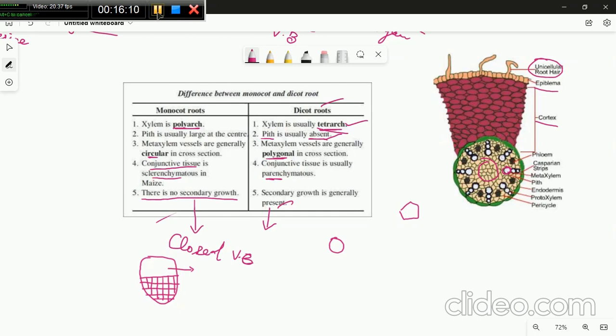which we observed in the dicot root. But here in the case of the monocot root, there is no kind of cambium present, so that's why it is called a closed vascular bundle. No secondary growth is present. So this is the phloem and this is the xylem, and in between there is no kind of cambium present. Understood? So these are the main important differences between the monocot and dicot root. Okay, thank you.